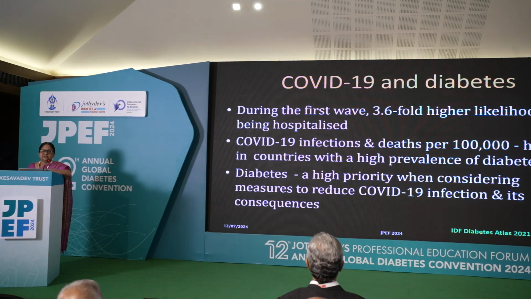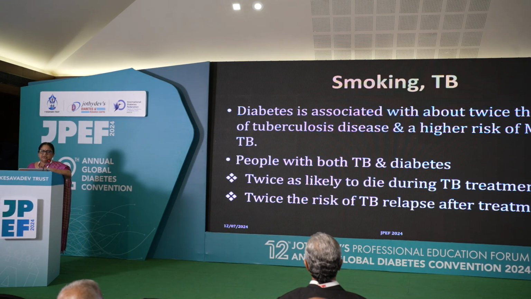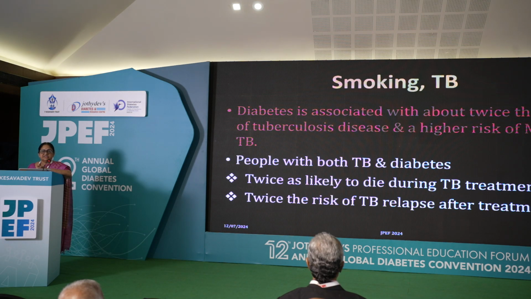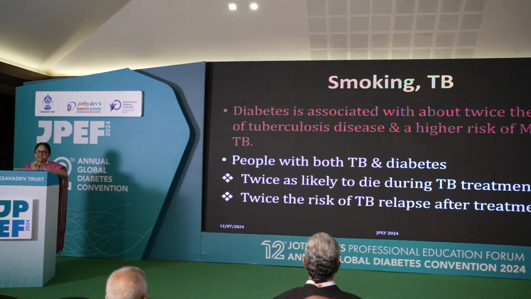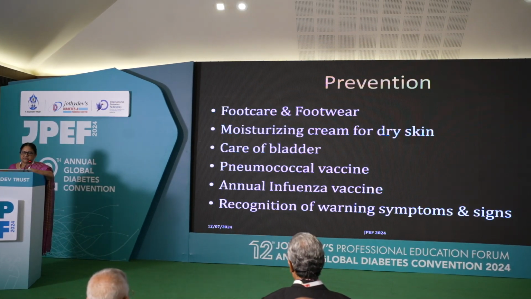COVID-19 and diabetes I am not going to emphasize. One point I would like to stress: diabetes is associated with about twice the risk of tuberculosis disease and a higher risk of MDR-TB. So if the patient comes with cough, we need to investigate the patient definitely for tuberculosis.